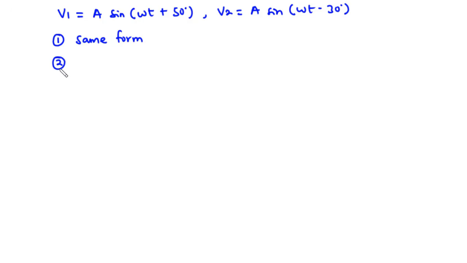Secondly, we need to make sure that the amplitudes of the two signals are always positive. So the two signals must have positive amplitudes. So we need to make sure that V1 and V2 have positive amplitudes. And then thirdly, we can compare their phase angles and then we can determine which of them is leading and which of them is lagging. So we compare their phase angles.